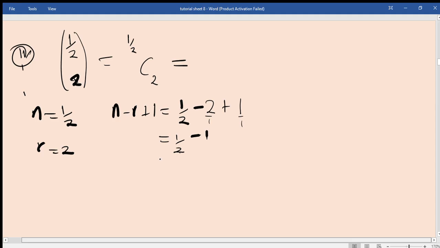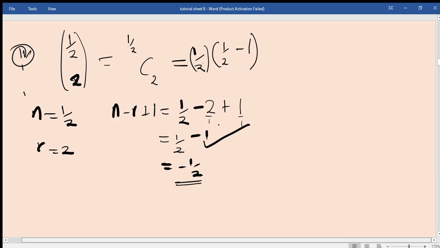One over 2 minus 1, what are we going to have? This is just the same as negative 1 over 2. That's our solution. So when I'm combining this, it means we'll start with n factorial being 1 over 2 multiplied by the 1 over 2 decreased by 1. So 1 over 2 minus 1, which is this one. So this is where we'll end from there.